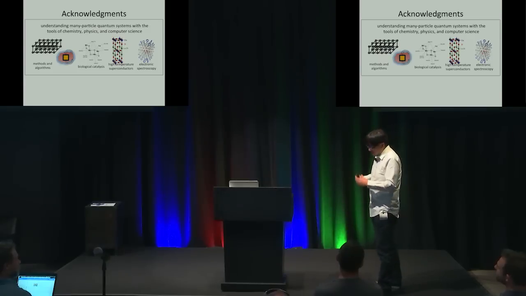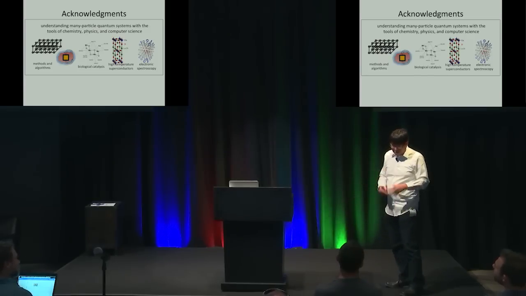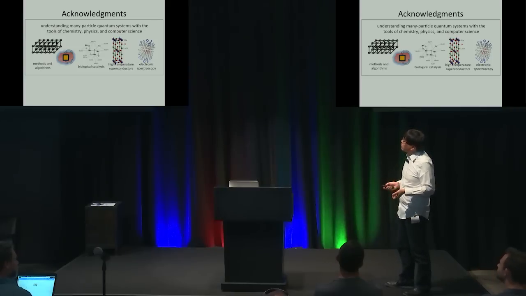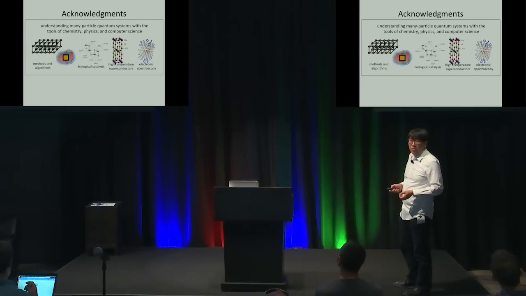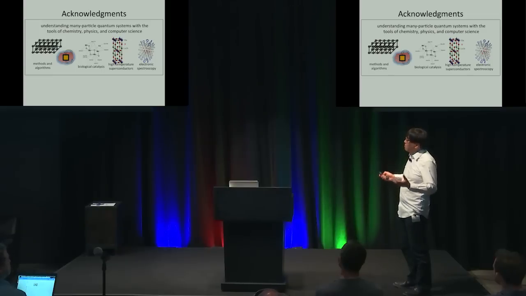And I only talked a little bit about one part of my research. But generally speaking, in my group, we try to understand many particle quantum mechanics with tools from chemistry, physics, and computer science. We work a lot on methods, like the tensor network methods I showed you before. We think about different kinds of material applications. And that's basically it. So if you're at Caltech, come and visit.